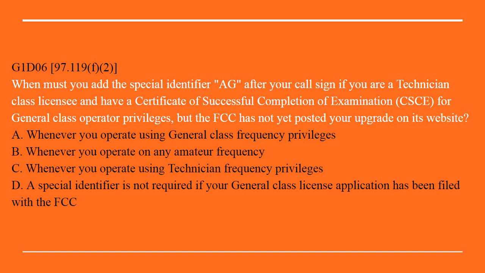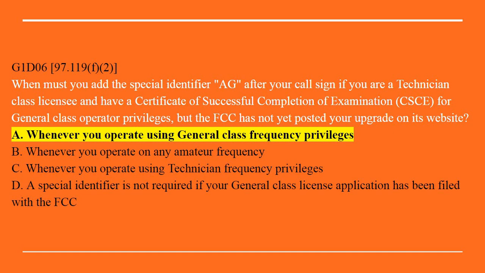G1D06. When must you add the special identifier AG after your call sign if you are a technician class licensee and have a certificate of successful completion of examination for general class operator privileges, but the FCC has not yet posted your upgrade on its website? A, whenever you operate using general class frequency privileges. B, whenever you operate on any amateur frequency. C, whenever you operate using technician frequency privileges. Or D, a special identifier is not required if your general class license application has been filed with the FCC. Correct answer here is A, whenever you operate using general class frequency privileges.